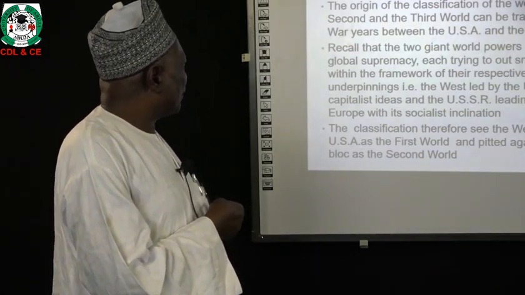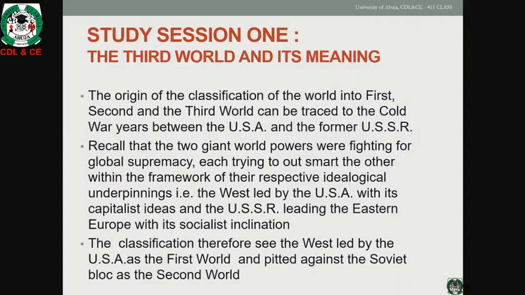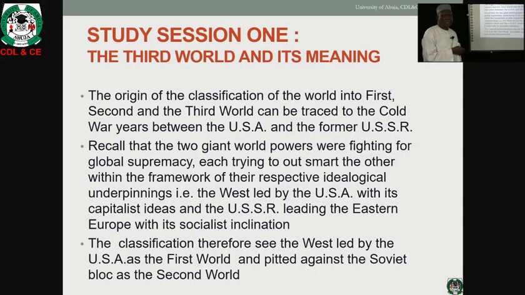So we are now going to study session one, the third world and its meaning. Like I said, we want to really find out what we mean when you hear somebody saying third world, or you say third world. What is the meaning? What do we mean?